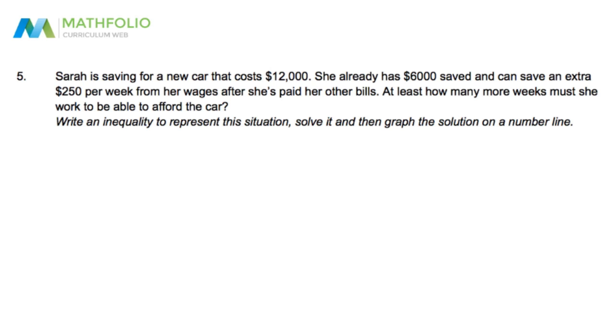Okay, so Sarah is saving for a new car. It costs $12,000. So I'm going to write this down. Costs 12, 1, 2, 3. She already has $6,000 saved. So this just helps me get through types of questions like this, which just have so much wording around it, and it's really confusing. We might get lost very easily. So let's just bring out this information. Then we can forget the word problem itself. And she can also save an extra $250 per week. So $250 per week she can save, and that saves after she paid all of her bills.